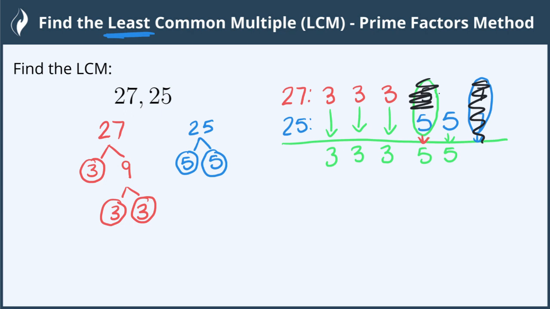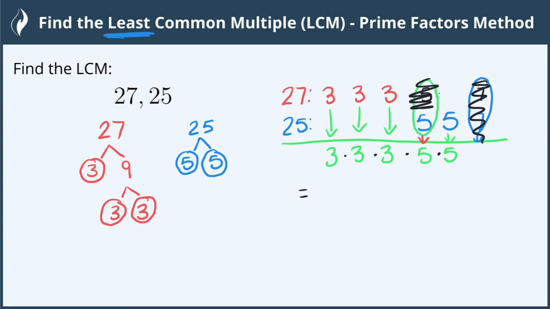All right, now that we have all of our common multiples and we don't have any duplicates, we'll go ahead and multiply all of them, and we get 3 times 3 times 3 times 5 times 5, and we can put that into our calculator. 3 times 3 times 3 is 27, which we know from our factor tree. And 5 times 5 is 25, again from our factor tree.